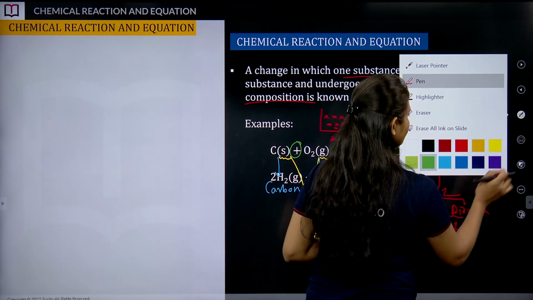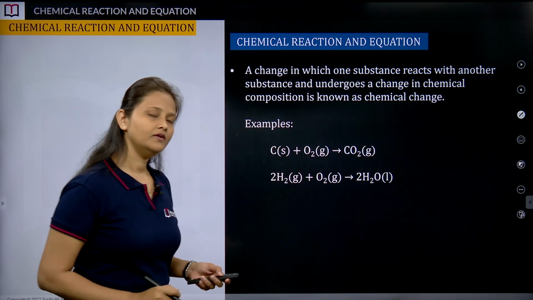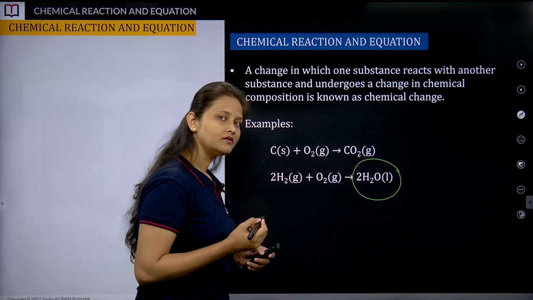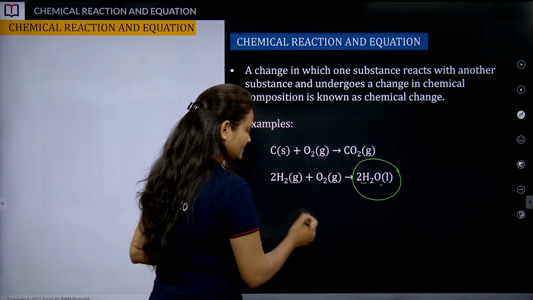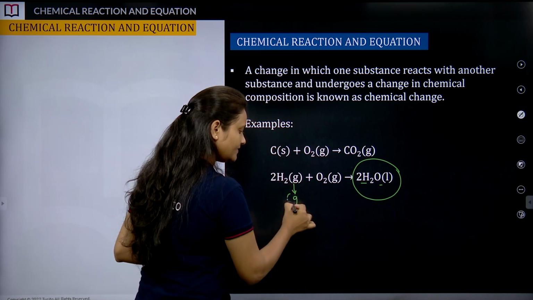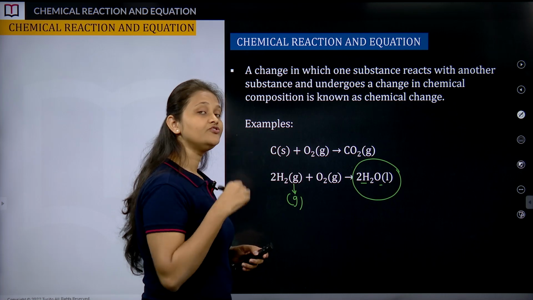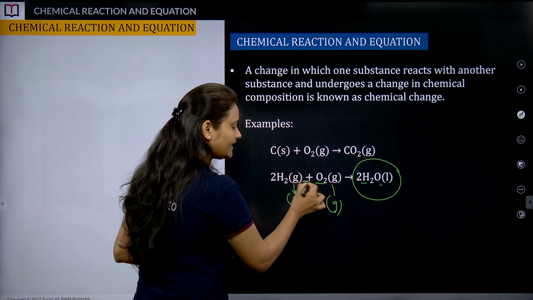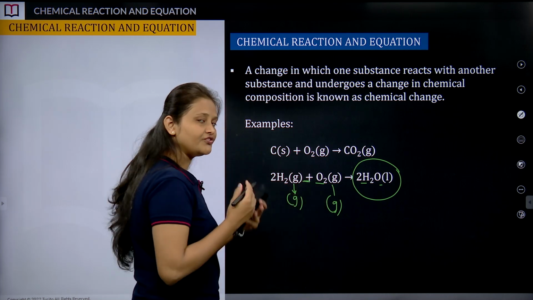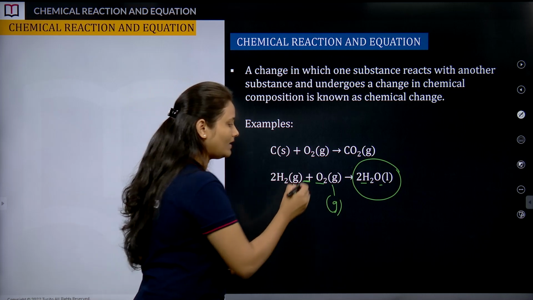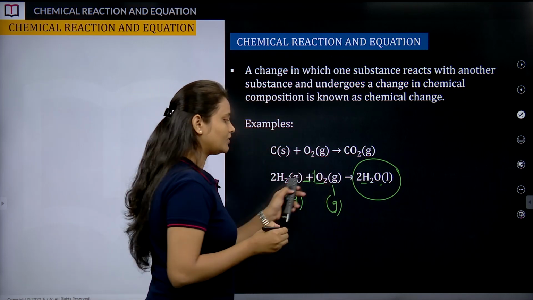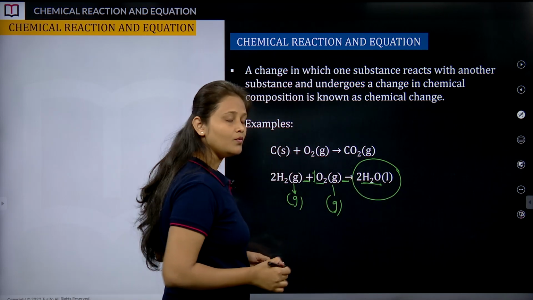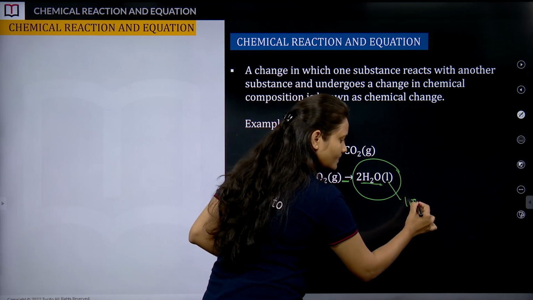Give me a second. Okay, so here we have the next example. Here we are understanding the formation of water. So we have hydrogen and oxygen. Hydrogen is in gaseous state, right? And that's why the symbol is G. Whereas oxygen is also in the gaseous state. They are reacting with each other. Two parts of hydrogen gas are reacting with one part of oxygen to give two parts of H2O molecule, which is a liquid.